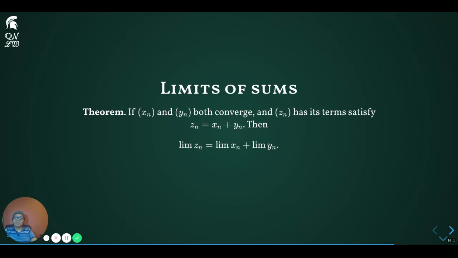This is our second arithmetic theorem. In this theorem, we show that if we add two converging sequences term by term, the resulting sequence is still converging and converges to the sum of the limits of the original sequences. For convenience, we will use capital X to denote the limit of x sub n and capital Y to denote the limit of y sub n in this proof.